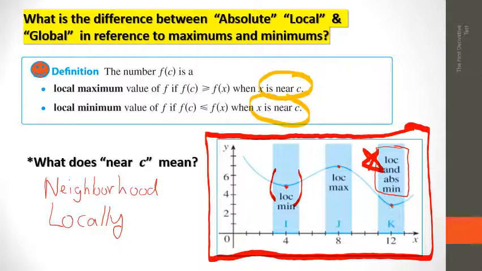It has a local max right here, but it doesn't have an absolute max unless you count this point over here and say that it stops right there. That could be an absolute max. But if that graph keeps going, okay, there's an arrow, this graph will not have an absolute max.